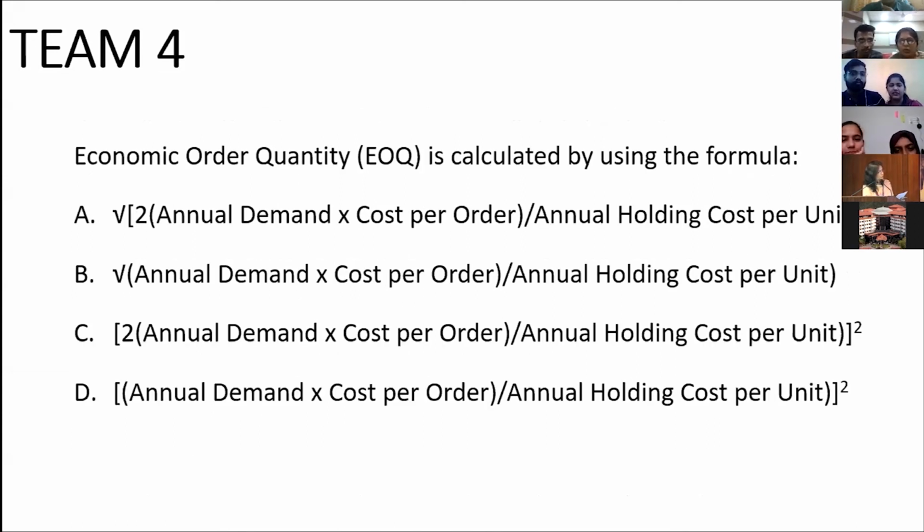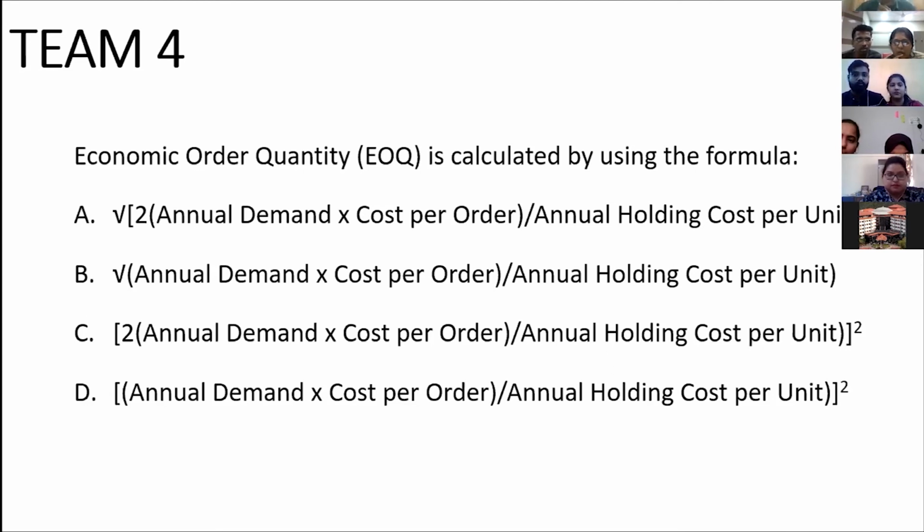Economic order quantity, otherwise known as EOQ, is calculated by using the formula. Is it square root of twice of annual demand into cost per order upon annual holding cost per unit, or square root of annual demand into cost per order divided by annual holding cost per unit, or twice of annual demand multiplied by cost per order upon annual holding cost per unit whole square, or annual demand into cost per order upon annual holding cost per unit square? I'll go for option A. Correct. So she gets 20 points.